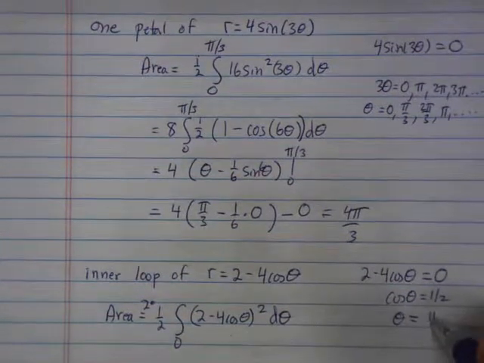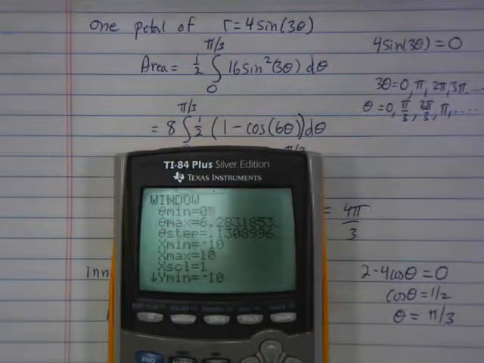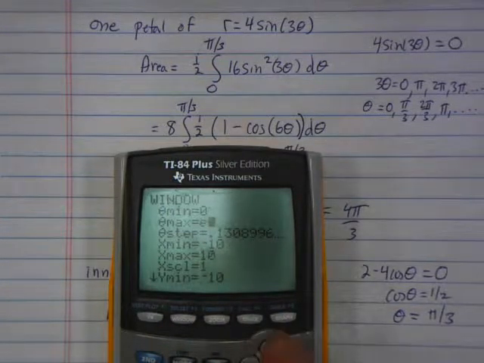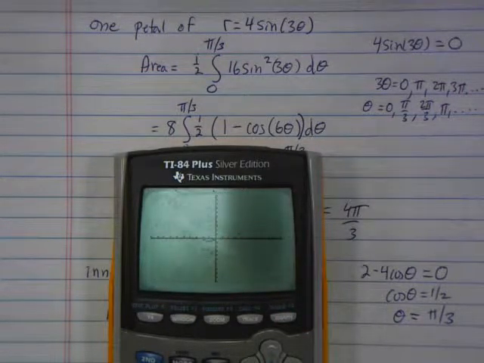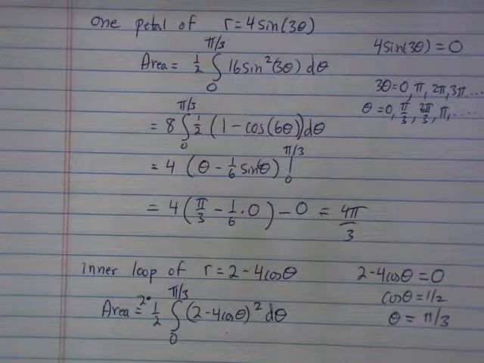cosine of what gives a half? Pi over 3. All right, so now I'm just going to use my calculator to check. Window, I want to start at 0, and I want to go to pi over 3, and I want to see if that draws just the bottom half of that inner loop for me. It looks right. It looked like it drew just the bottom half of that inner loop. So I think that's what I want to use for my bounds, 0 to pi over 3. Questions on how I got those bounds? That's the hardest part of these problems, figuring out what the bounds should be.